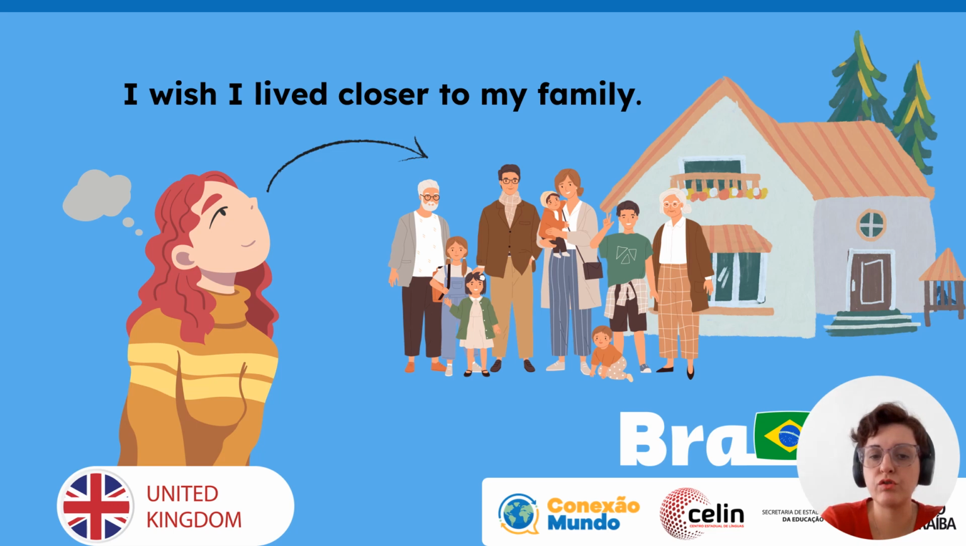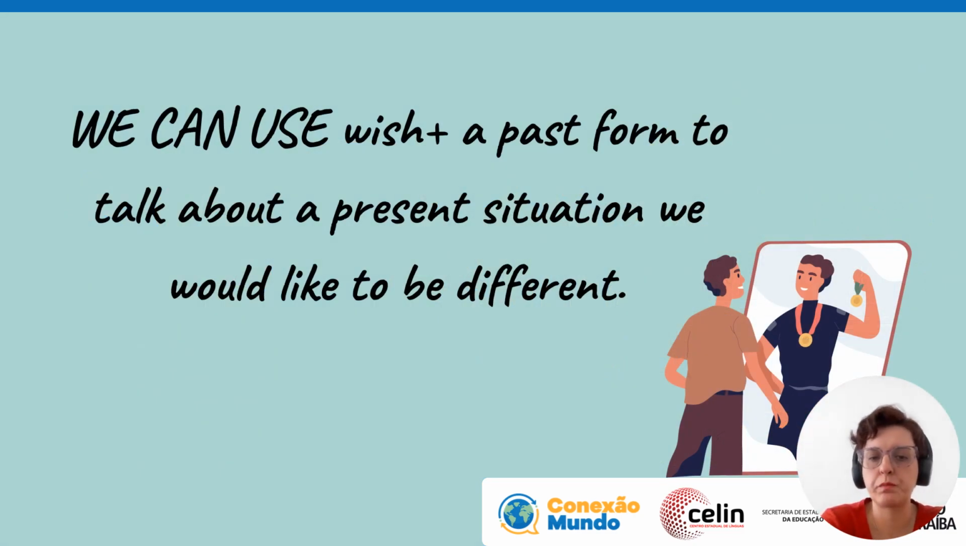I wish I lived closer to my family. She lives in the UK, her family is in Brazil. This is something that she wished was true. Okay? We can use wish plus a past form to talk about the present situation we would like to be different. Look, the guy's looking at the mirror and he's imagining maybe he would like to take part in a competition. He wishes he had participated in this competition, but he hasn't participated.